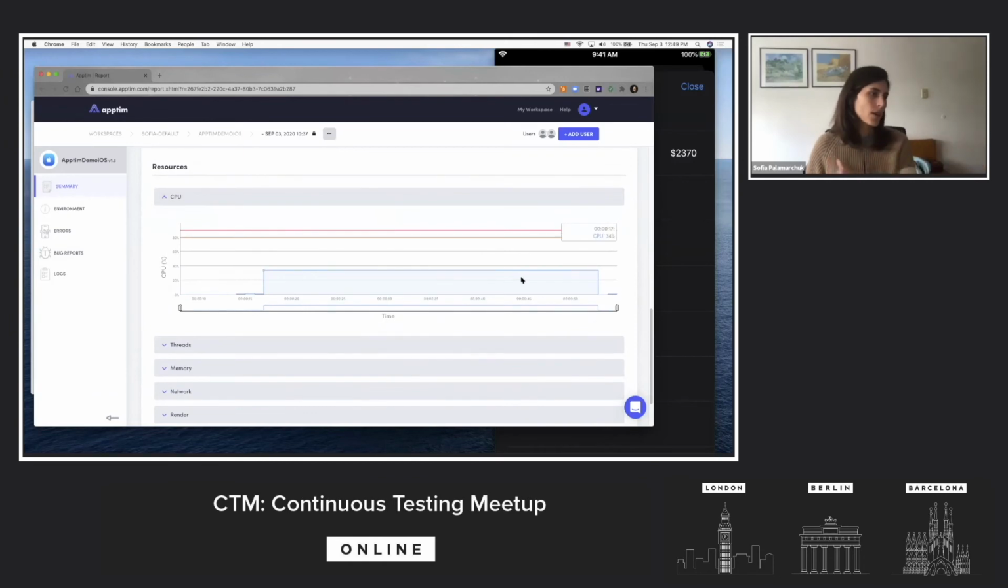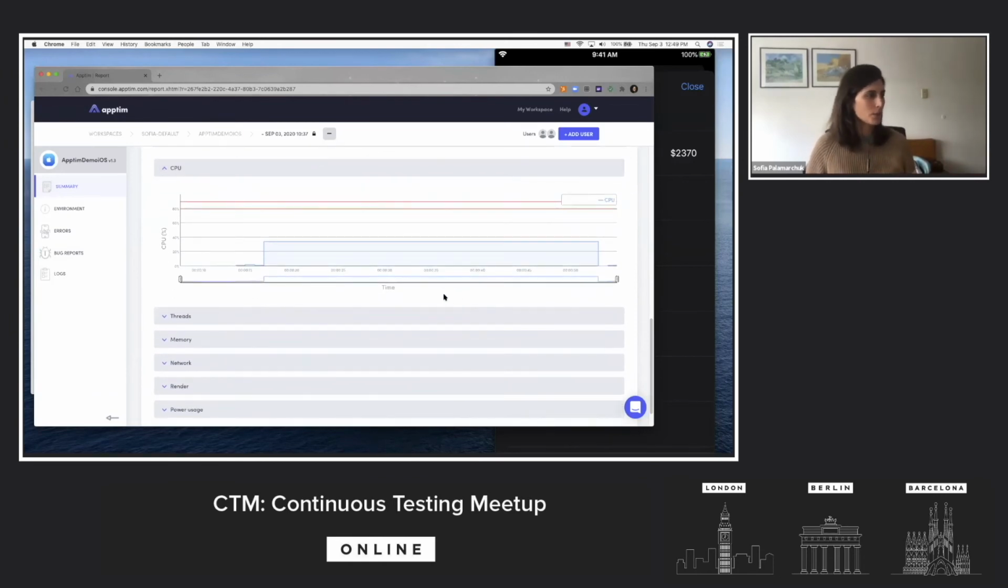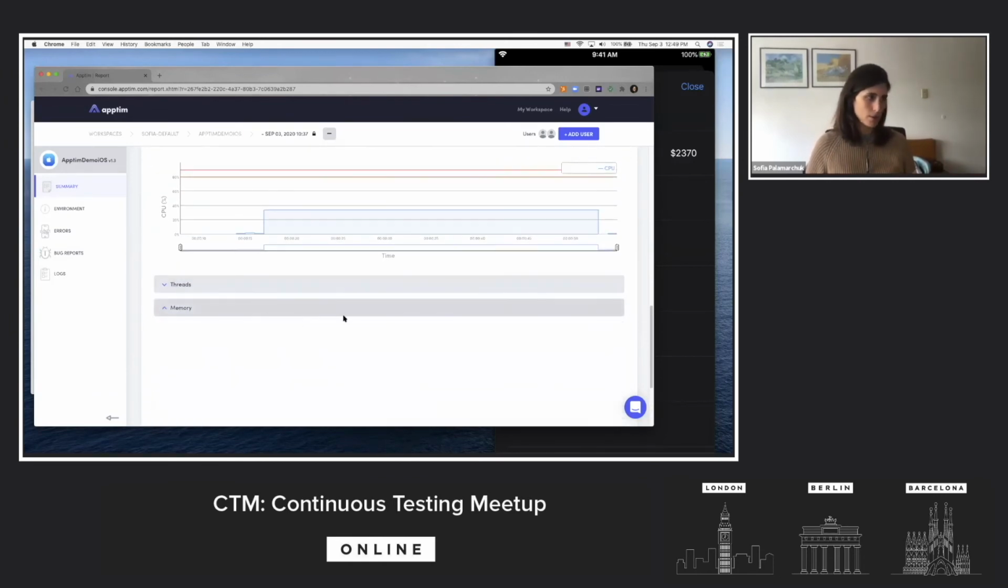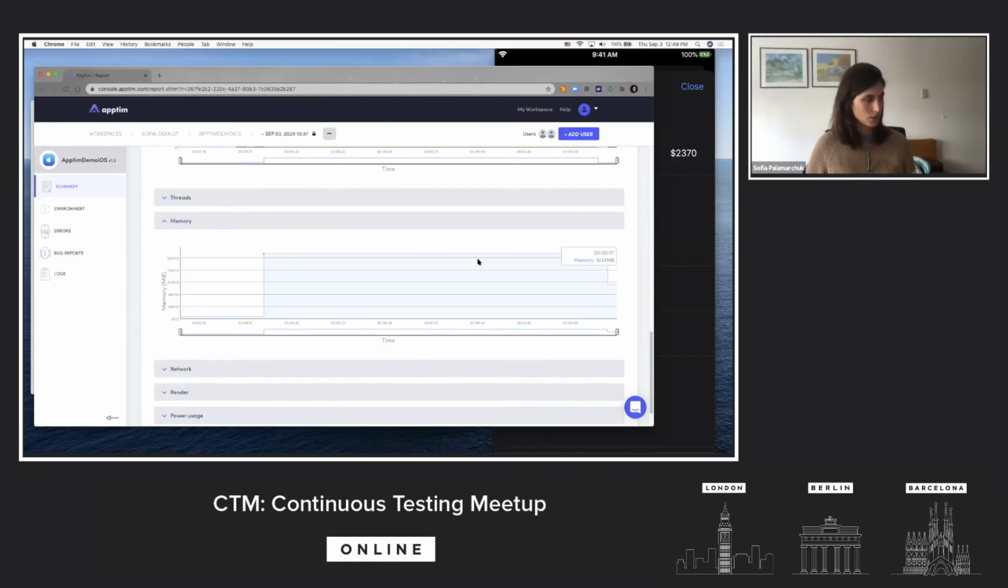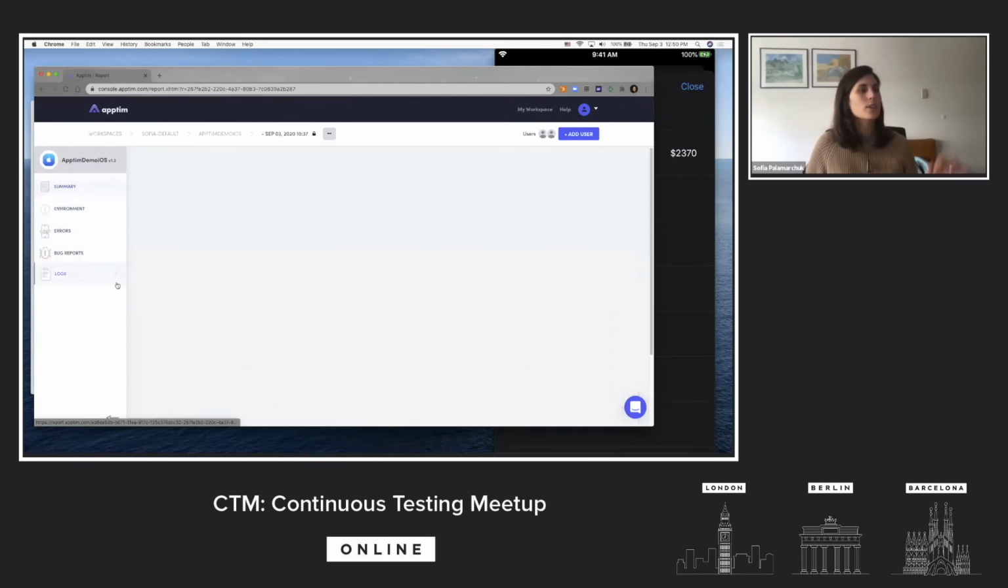So CPU, you get a graph during the whole test, how it behaved. The same for memory. We saw there was a peak, so we can see when it happened. We also get information on the environment where we tested. So the device, the model, any errors, if there were exceptions, we'll capture them, bug reports as well, and then of course all the logs from the device.